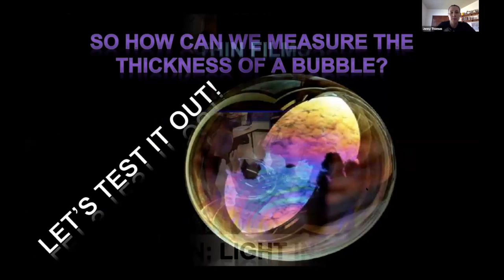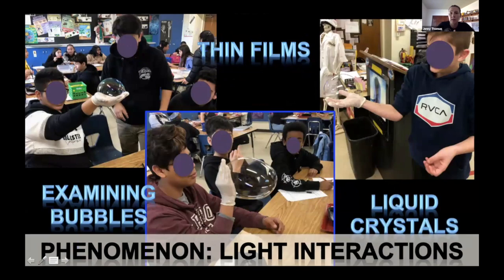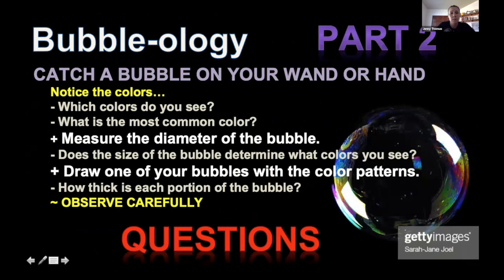Taking that one step further, now that we know about light and how light waves are different nanometers in length, we can look at the reflections on the bubbles or how the light interacts with the surface of the bubble and actually determine the thickness in nanometers based upon the color, that there's a correlation there. And an example of different kinds of questions: what colors do you see? What is the most common color?